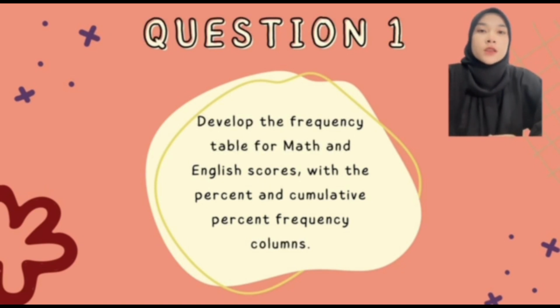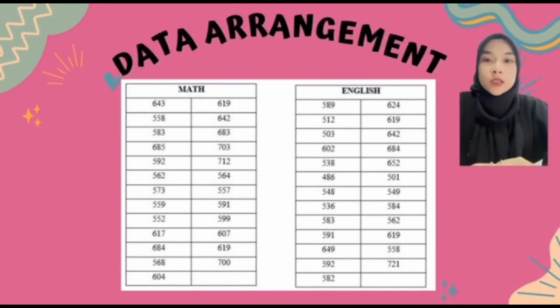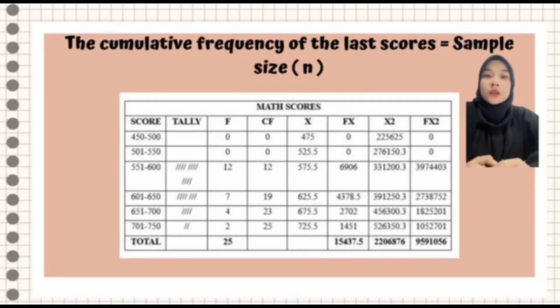The first question is to develop the frequency table for math and English score with the percent and cumulative percent frequency column. So this is the data arrangement. The following data is a list of score sets for 25 students for the subjects of math and English. Next, I will talk about math score.